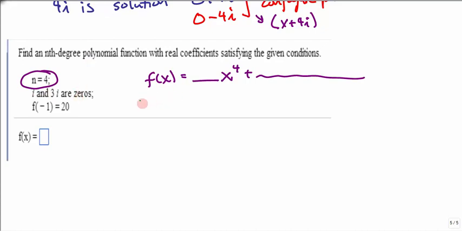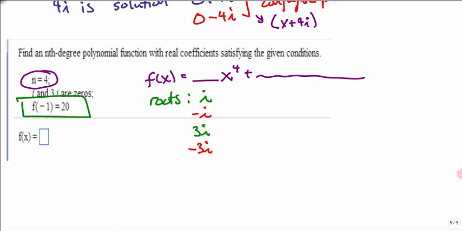Okay, so my roots are i, and of course because they come in conjugate pairs, I know I have a negative i. They also tell me that I have 3i as a root, so that tells me I have a negative 3i over here because I have a conjugate pair. And then this f of negative 1 equals 20, I'm going to use that toward the end.